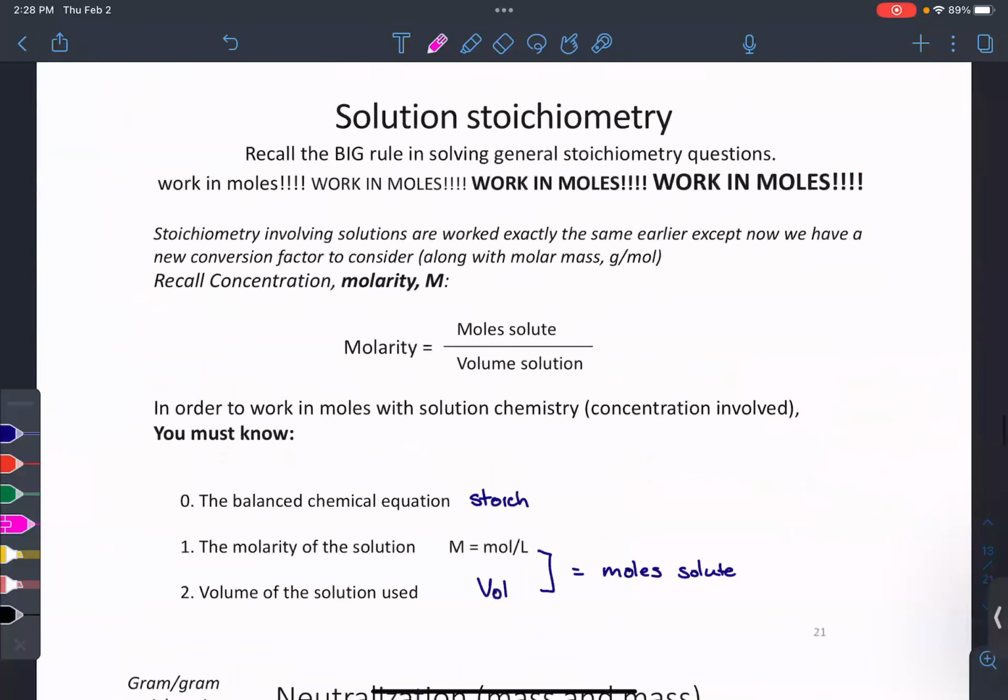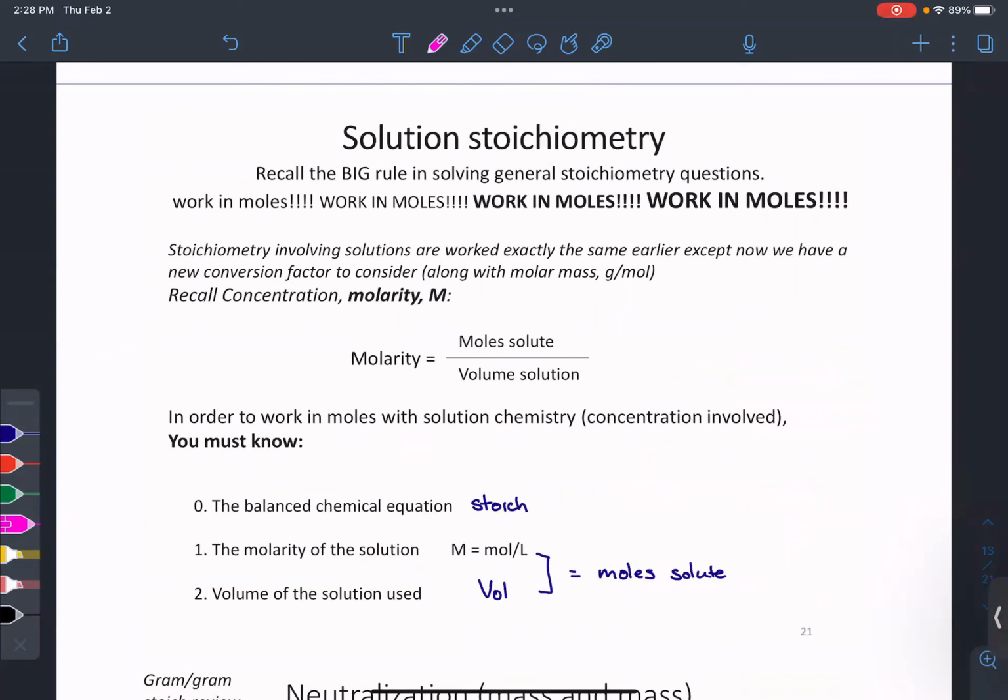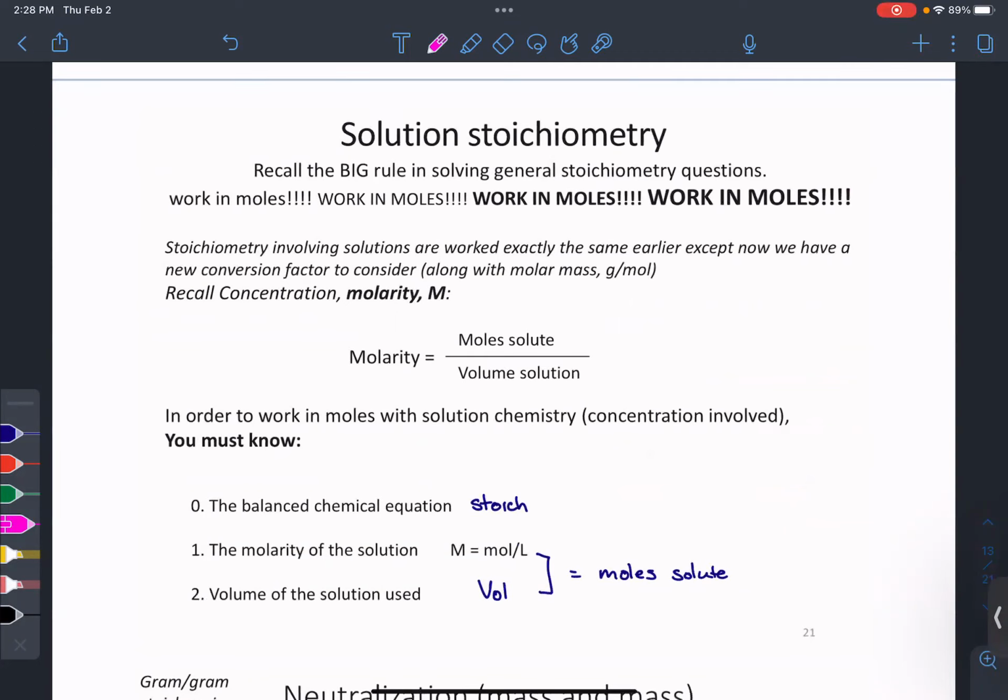Okay, so the rules for solution stoichiometry are much like the rules we talked about previously. You need to work in moles. It's just that molarity is the new conversion we have to go from mole amounts to volume amounts. So all the things we need to work with in solution stoichiometry are the same as before. We need the balanced chemical equation to give us the stoichiometry to convert between substances. We typically need the molarity of the solution we're working with. Remember, molarity is moles per liter. You went to bed the other night and said it 100 times, right? Molarity is moles per liter.